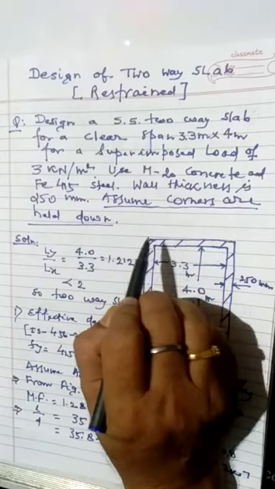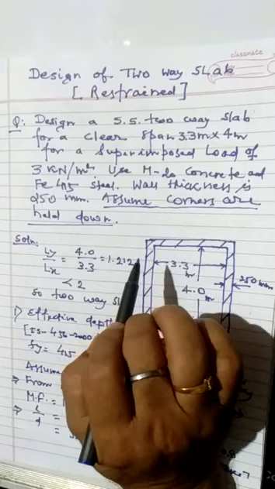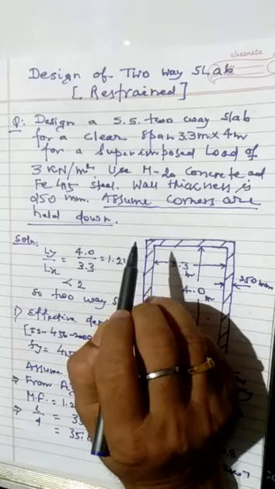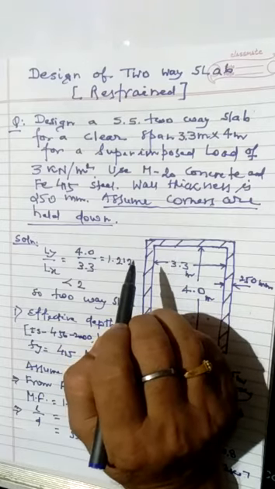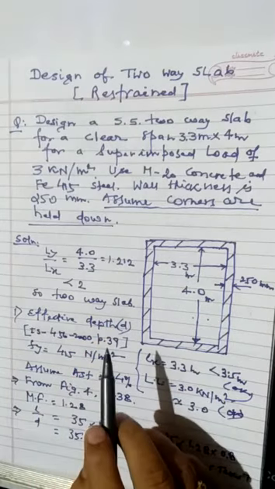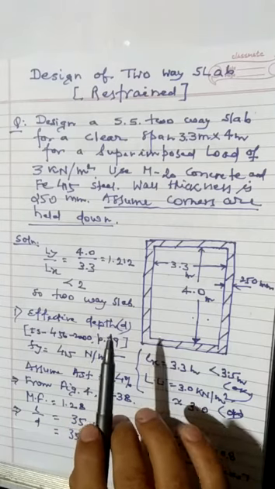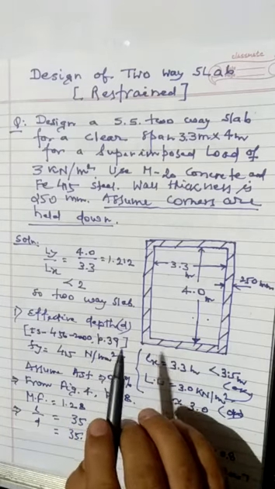ये important conditions है टू वे स्लैब डिज़ाइन में, जो हमने इसके पहले एक प्रॉब्लम सॉल्व किया था जिसमें corners were not held on. So this condition is very important for two-way slab design. So we proceed with the design steps.